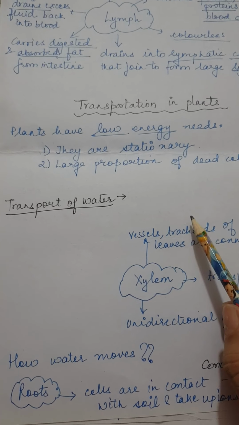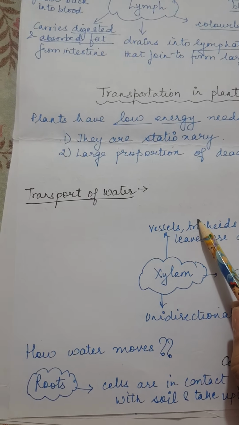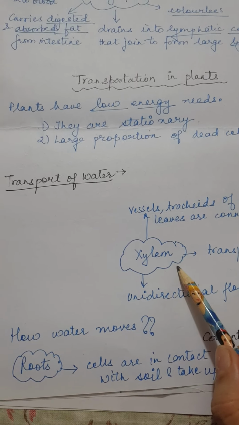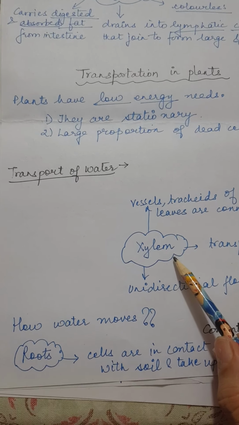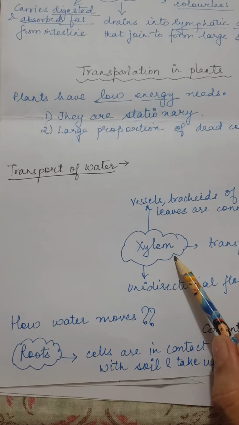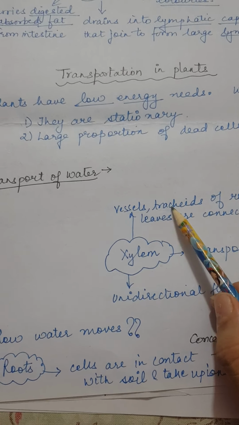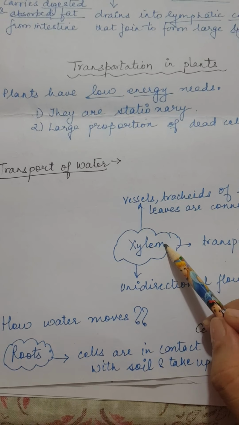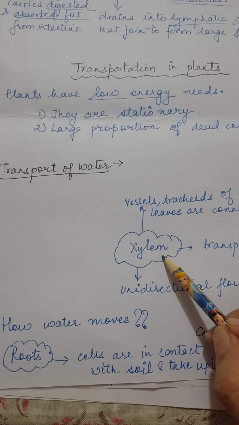Now let us see how food and water are transported in plants, starting with transport of water. There is a conducting tissue, which is a permanent tissue of mature cells, called xylem. It is a part of complex permanent tissue made up of different types of cells. So we have vessels, tracheids, xylem parenchyma and xylem fibers. So xylem is a dead tissue. Only the parenchymatous cells are the living part of the xylem.